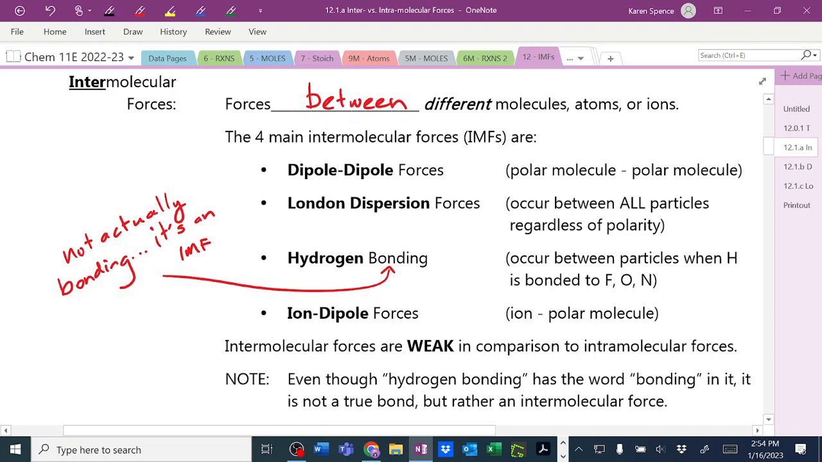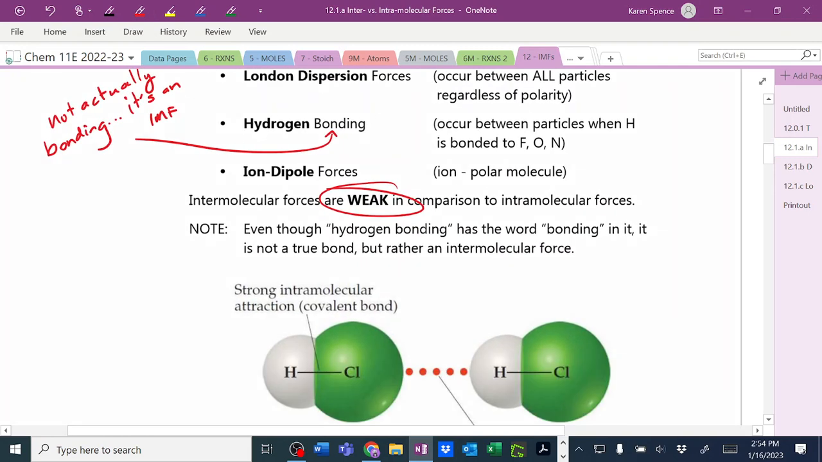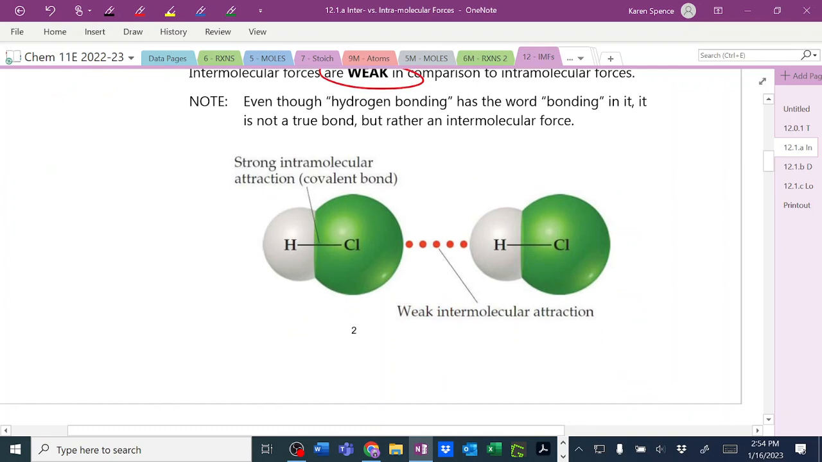So where are London dispersion forces? They are everywhere. All particles, doesn't matter if they're polar, doesn't matter if they're non-polar. Intermolecular forces are, of course, weak. Hydrogen bonding is not bonding. So within the molecule, we have our strong intramolecular attraction, and then in between the two molecules, we have the weak intermolecular attraction.